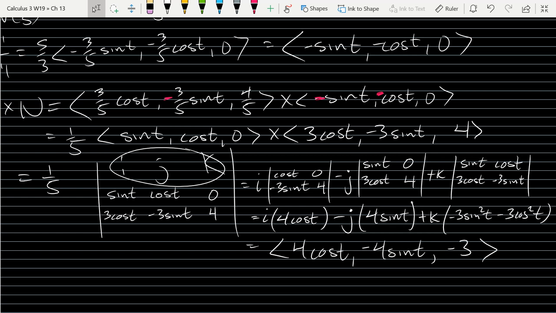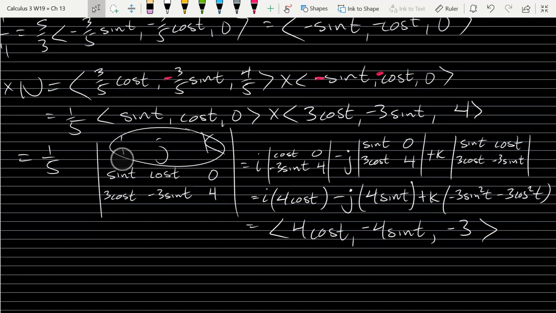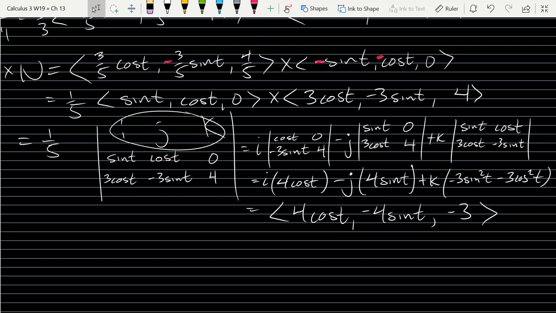So any questions on this cross product for B? All right, so now we have B. We're going to find torsion.